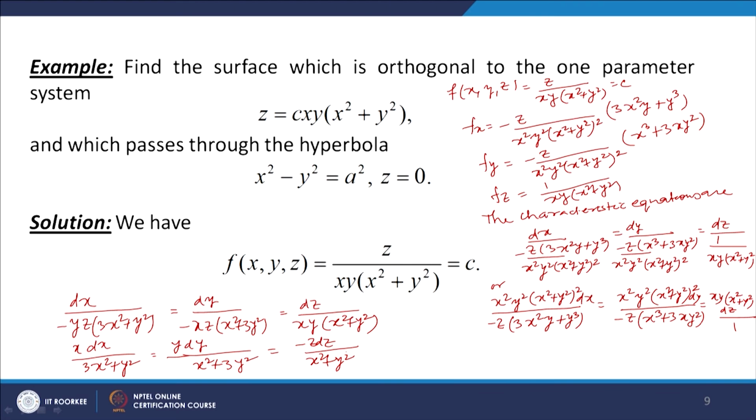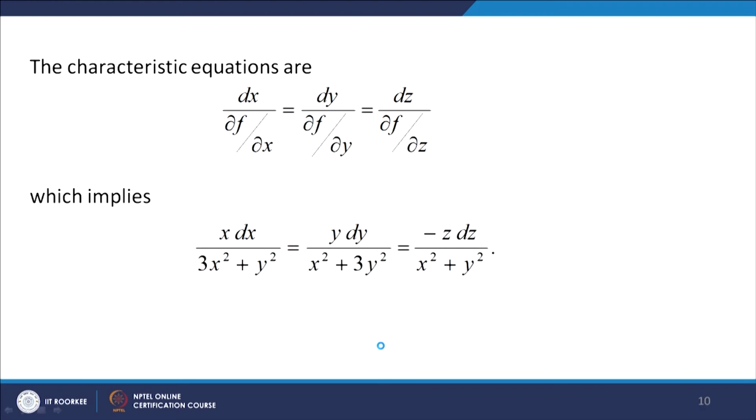Okay. Now when I add x, this one and this one, I get 4 times x. Okay. So this gives you, okay, let us go to the next page. So we get x dx upon 3x square plus y square equal to y dy over x square plus 3y square equal to minus z dz over x square plus y square.